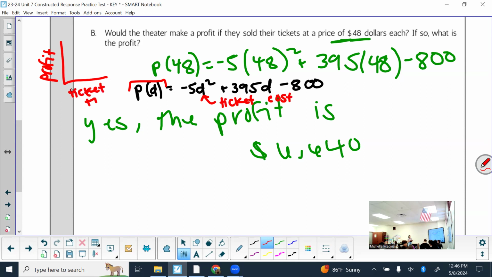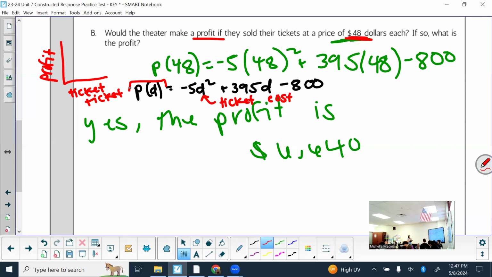Because that's what you need to figure out in order to determine what you need to plug in and where you need to plug it in. So if I want to know, would the theater make a profit, and then what that profit is, that is what I'm trying to figure out. It should be something equal to my output. It said if they sold their tickets at a price of $48 each. So that's my ticket cost. That's what needs to get plugged in for the D. That's why, using function notation, anywhere that there was a D, I plugged in the 48. Does that part make sense?